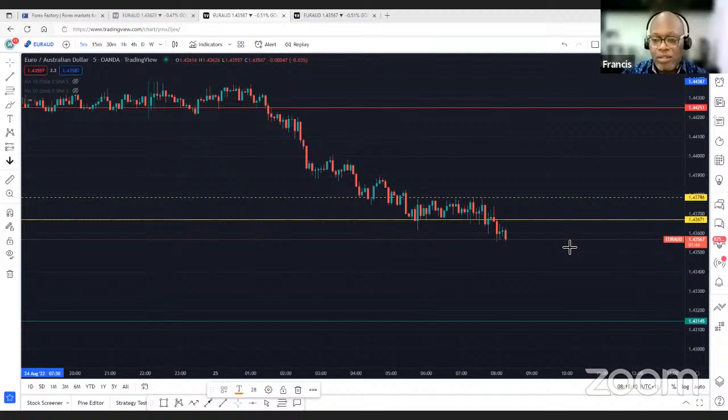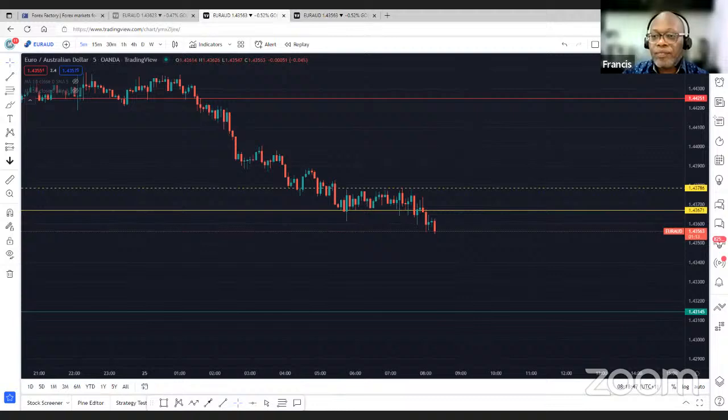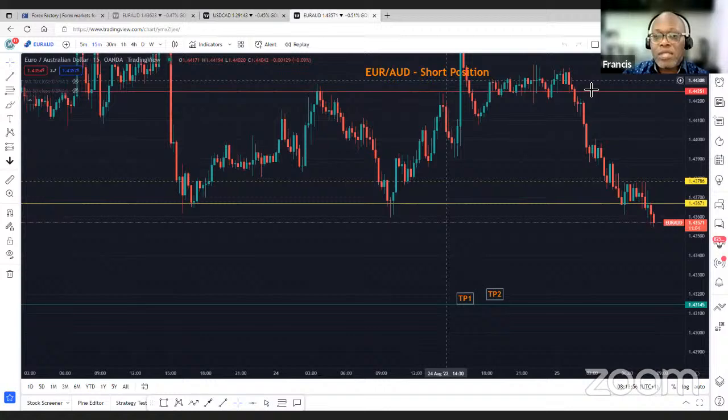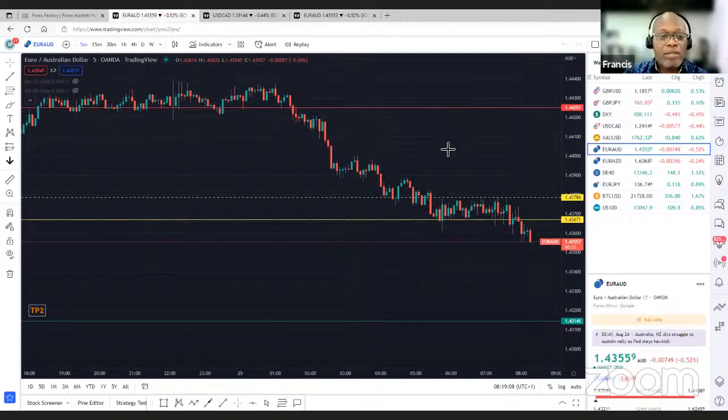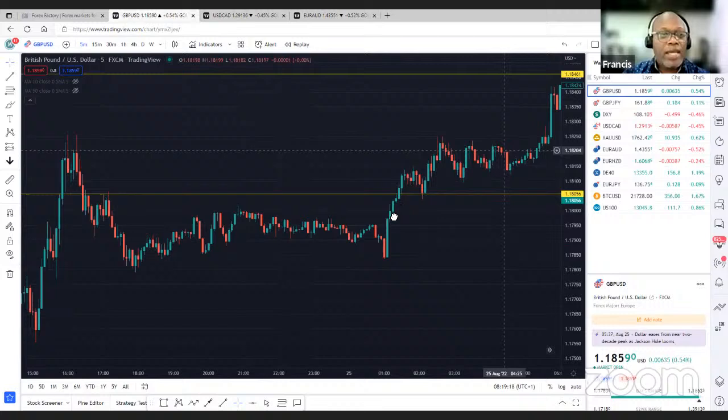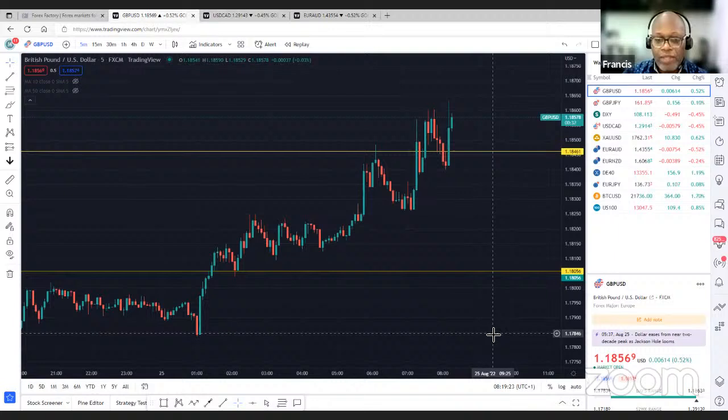We're going to be focusing on our regular pairs again today. You know, the Euro New Zealand dollar, USD CAD, and of course the pound USD. Now we would also look at DAX and gold as well.